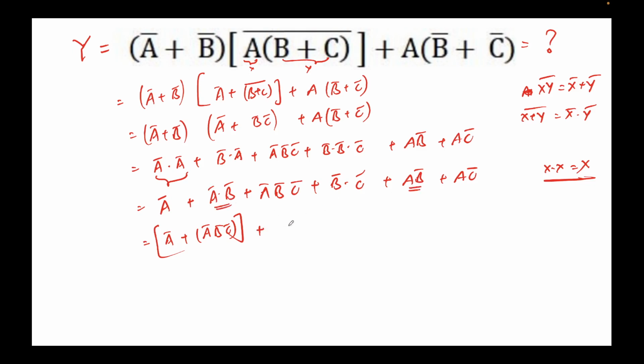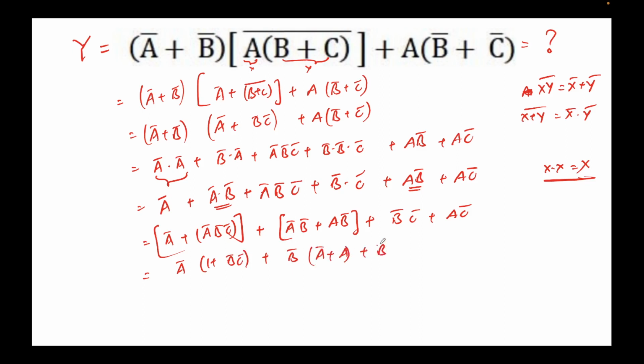Okay, so I'll write A bar B bar plus A B bar, second bracket, plus these terms remain the same, B bar C bar plus A C bar, right? Now, I can take A bar common from these terms, right? It will be 1 plus B bar C bar. Similarly, I can take B bar common from this. It will be A bar plus A plus B bar C bar plus A C bar.